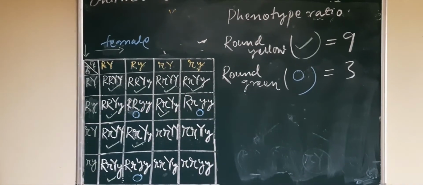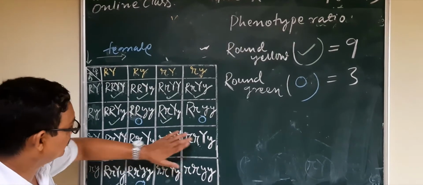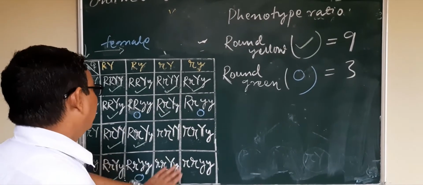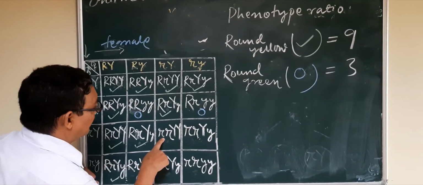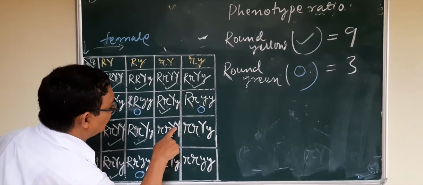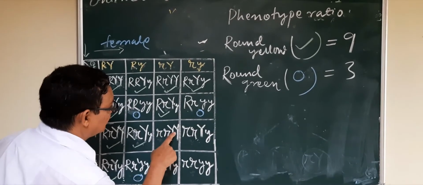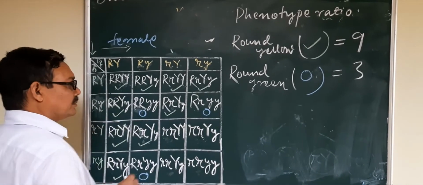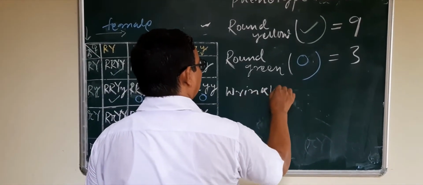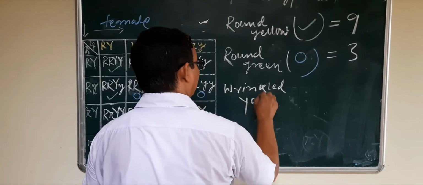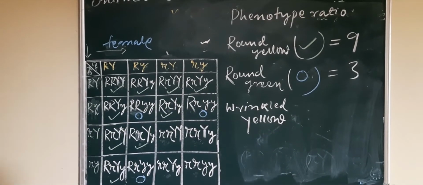Okay, now we have completed up to this box. What are the boxes left now? 1, 2, 3, 4. See what is the result of all these boxes. Here is the wrinkled and this one is the yellow. That means we may write here wrinkled yellow. In our result, we can write in this way, wrinkled yellow.